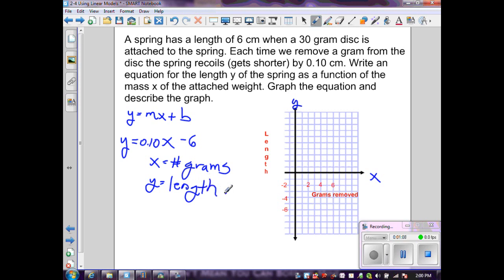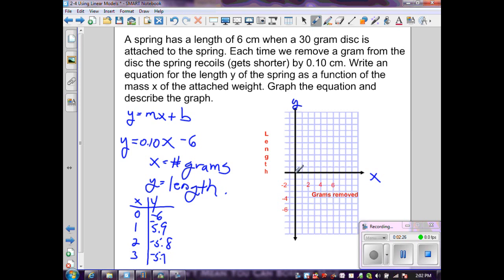So all I need to do is to create a table to represent those values, x, y. If I don't remove any weight, I am at 30 grams, and my length of spring is going to be 0 times 0.10, which is 0, minus 6, is a minus 6 units below my x-axis. 1, when I keep substituting, 1 times 0.1 minus 6 is going to give me negative 5.9. And 2 times 0.1 will be 0.2, negative 5.8 for 3, negative 5.7, and so on.